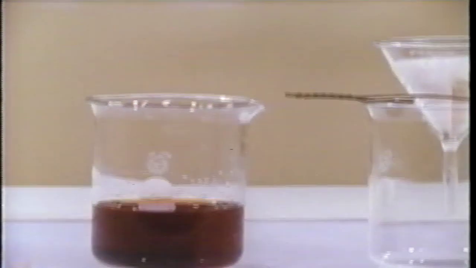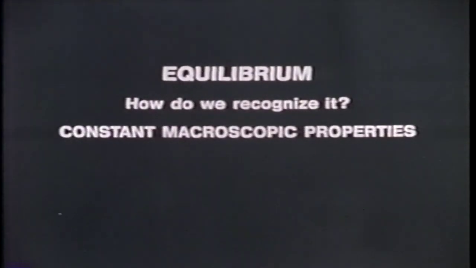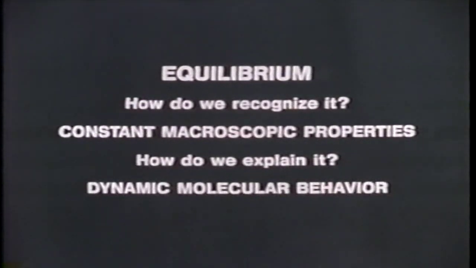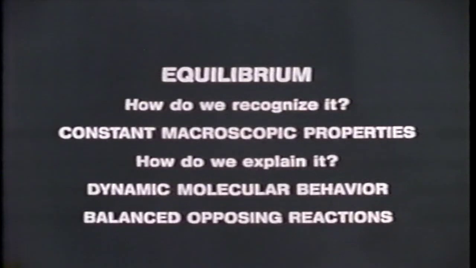Now we have answered our 2 questions about equilibrium. We recognize it by constant macroscopic properties. We explain it in terms of the dynamic behavior of individual molecules. Equilibrium represents a state of balance between opposing reactions. This understanding of equilibrium aids us in predicting and in controlling chemical reactions.